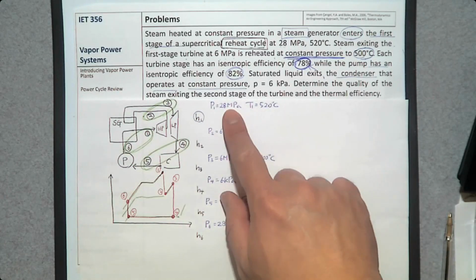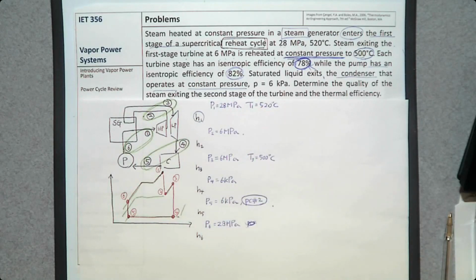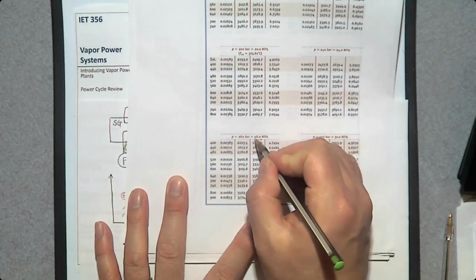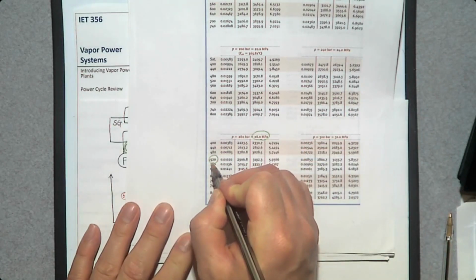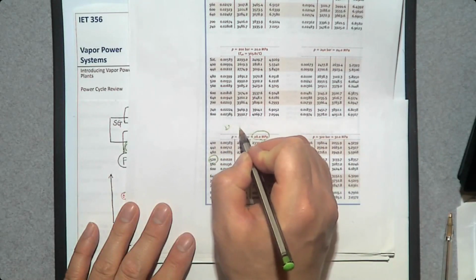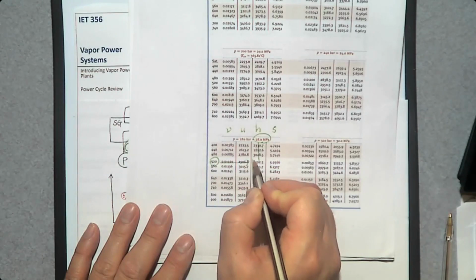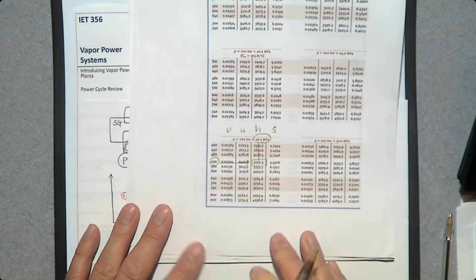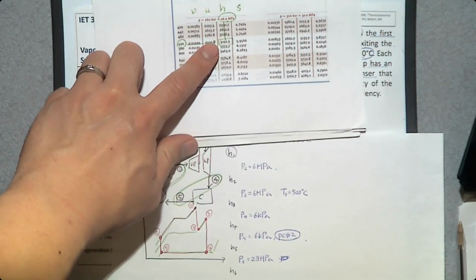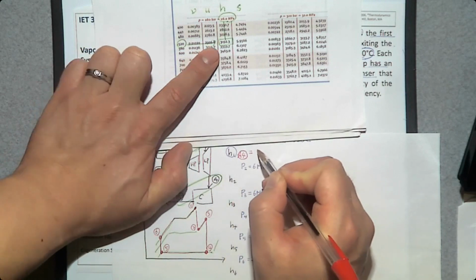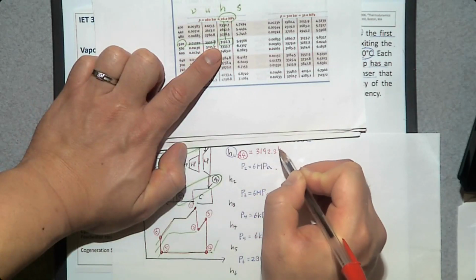So H1 first, 28 megapascal and 520 degrees Celsius. You can go to table A4, superheat water vapor table, and 28 megapascal is right here. At 28 megapascal and 520 degrees Celsius, we have specific volume, specific internal energy, specific enthalpy, specific entropy. So specific enthalpy is going to be this number, 3,192.3. So from table A4, we get H1 equals 3,192.3 kilojoule per kilogram.